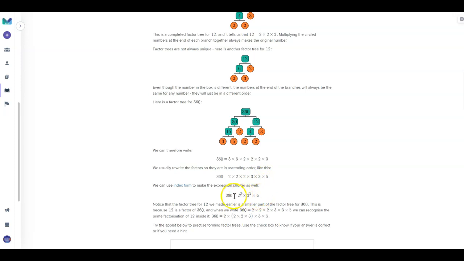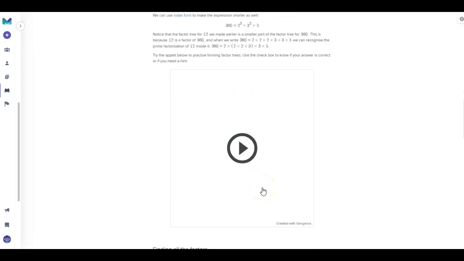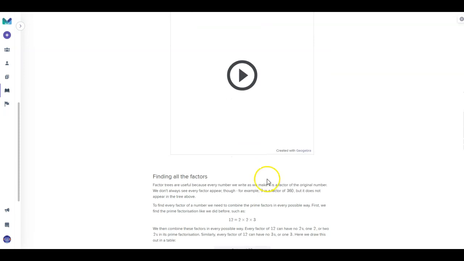Okay, so we could write in the simplest form, if you like, the index form here, where we have 2 to the power of 3, or 2 cubed, times 3 squared times 5. And of course, if we need to work that out later, we could either expand it back out to look like this, or we'd be able to put that directly into our calculator if we needed to. So underneath here, they have a little applet / video you can use to do some practice of those if you'd like to, so you're welcome to have a play with that.